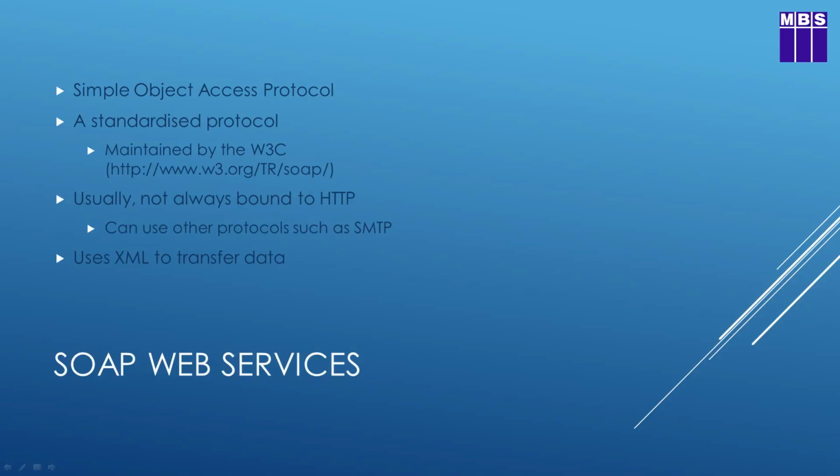Because we have a separate SOAP packet to do that, we don't have to bind it to HTTP methods as we do with RESTful. So it can use other protocols such as SMTP, which is the mail protocol. So it is possible to set up a web service that is transferred across email protocols and not HTTP at all. However, it's much more common to find SOAP being transmitted across HTTP. SOAP also only uses XML to transfer data, whereas RESTful web services can use XML or JSON. SOAP can only use XML.